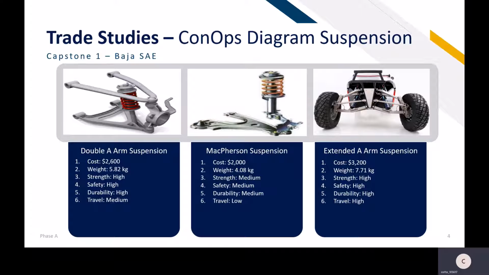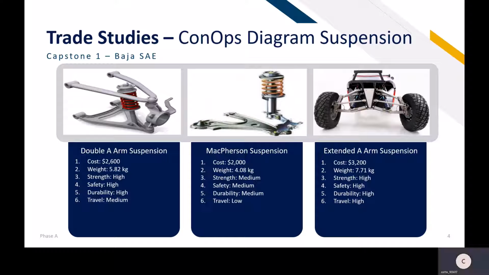Coto, and I will be talking about the trade study, specifically the Conops diagram for suspension. First, we got the double A-arm suspension that has a cost of $2,600, a weight of 5.82 kilograms, and has high safety, strength, durability, and a medium travel.